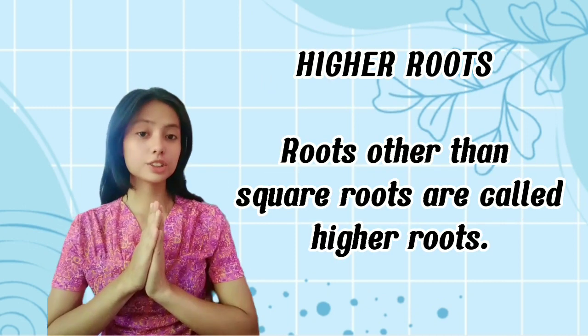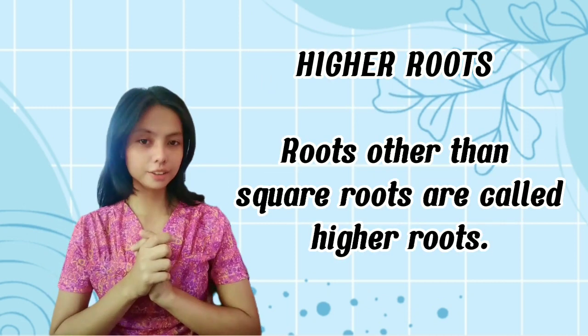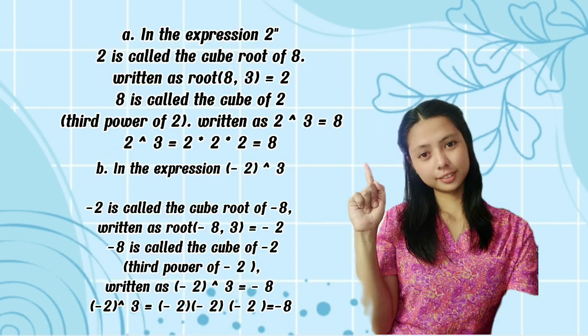Roots other than square roots are called higher roots. Example. In the expression 2 cubed, as you can see here, 2 cubed is equal to 2 times 2 times 2, which is equal to 8. So 2 is called the cube root of 8, written as the cube root of 8 is equal to 2. And 8 is the third power of 2, written as 2 cubed is equal to 8.